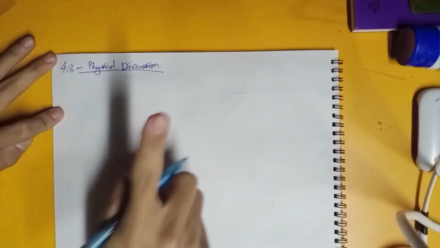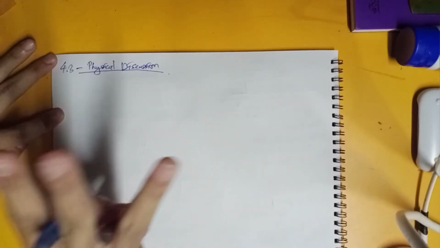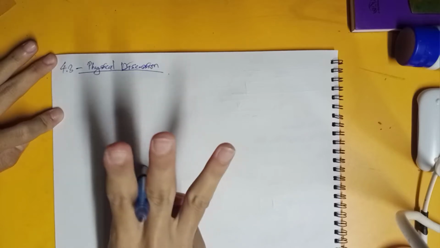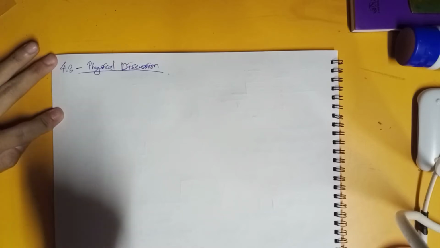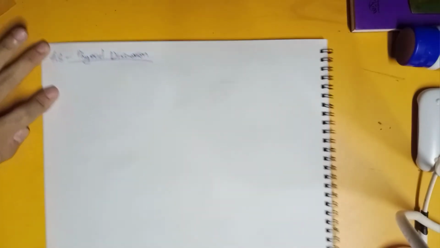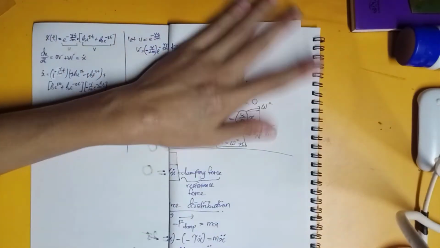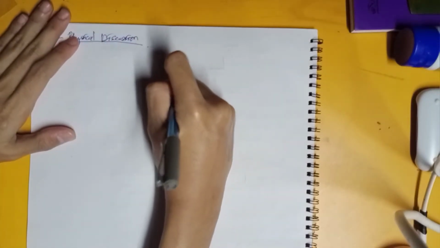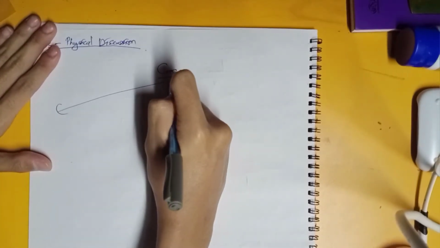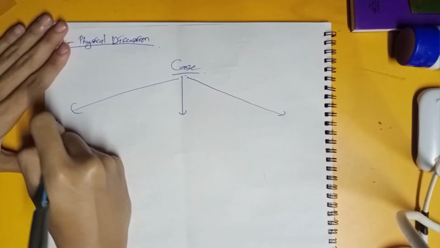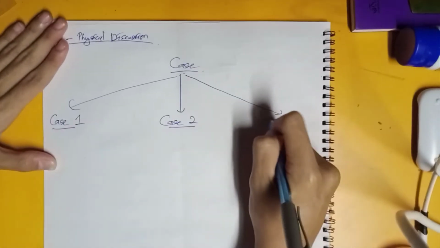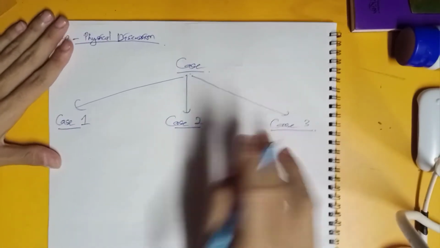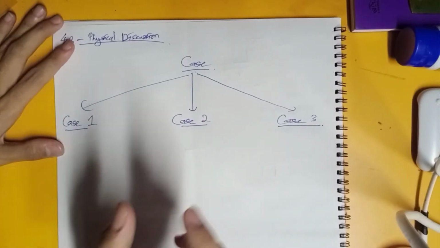So in the previous lecture, there are 3 cases related to damped oscillation, and each one of them has a different form of displacement equation, right? So here we have 3 cases: this is case 1, this is case 2, this is case 3. Each case has its own physical properties.